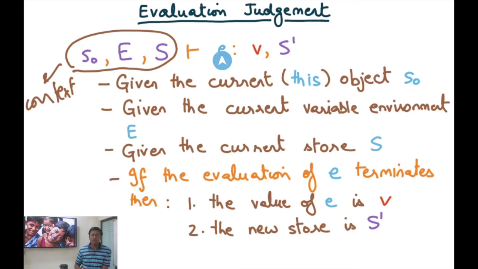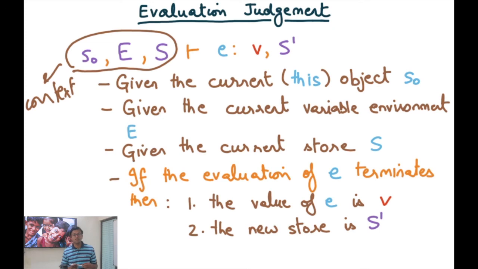So expression E evaluates to value V, and recall that V, the value, could also be the void value, or it could be an object value or a simple value, and a store S prime. So E does not just provide you a value, but it also provides you a new store S prime. And in what context is E evaluated? E is evaluated in three different components of the context. One is this object S0.